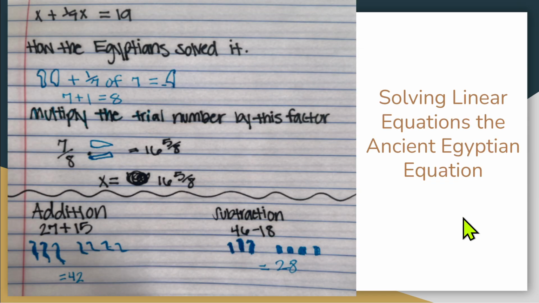Solving linear equations the ancient Egyptian way. So here I just did a little equation the way Egyptians would solve it. And here I have my little symbols I drew to the best of my ability. And so here we multiply the trial number by this factor and we receive this answer, the ancient Egyptian way. And I'm sure back then it probably looked so much different than how we even think it looks now. And I also did an addition example and a subtraction example.